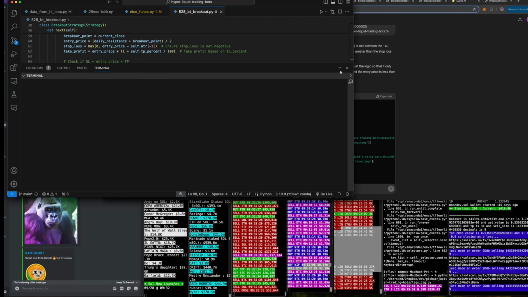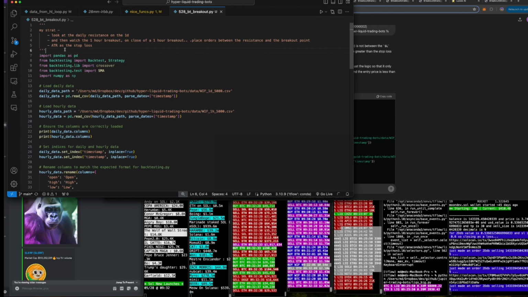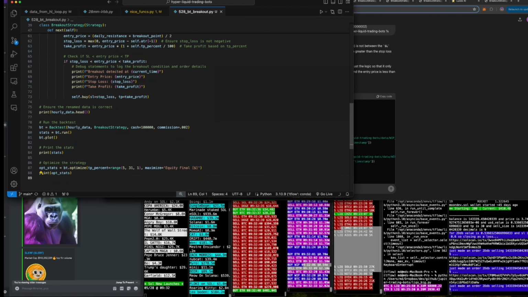All right, let's go ahead and try to get this going, dude. We got the first backtest done, which is great. It's profitable, sweet, but is it profitable? We'll see.